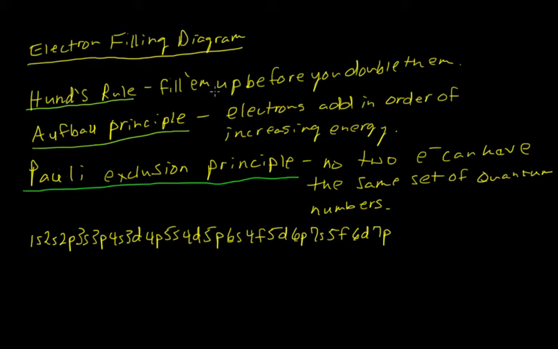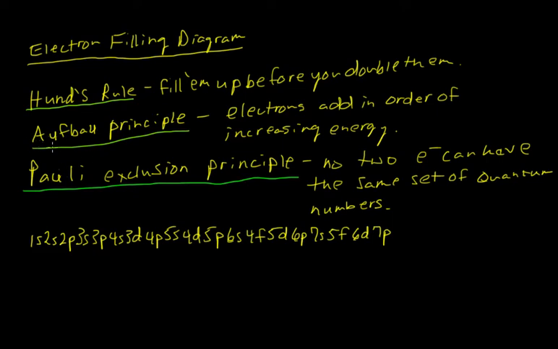So, a couple of definitions first, and these will make more sense once we actually start doing them. Hund's rule, that's H-U-N-D-S. A lot of these names are going to sound kind of crazy because they were named for the German scientists who did the work on these and came up with them. Hund's rule, in my definition, I would say: you fill them up before you double them. I know this doesn't make sense right now, but it will in just a second.